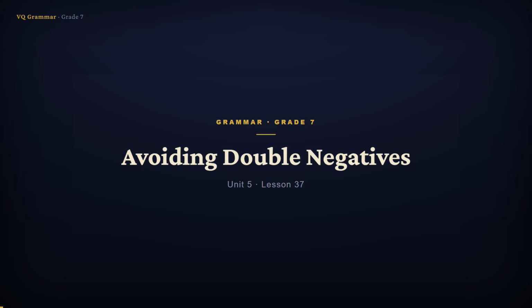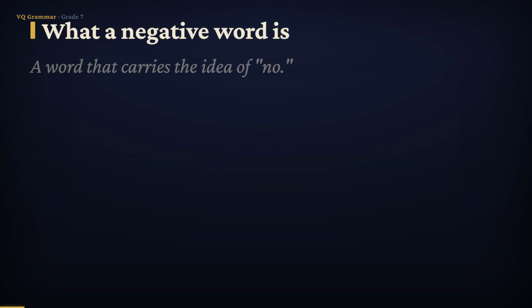This is Unit 5, Lesson 37, and it's the last lesson in our unit on adjectives and adverbs. Today, we're fixing a mistake that sneaks into everyday speech all the time, the double negative. By the end, you'll be able to catch two negatives hiding in one sentence and repair the sentence in a snap. Let's get started. Let's begin with the building block of this whole lesson, the negative word.